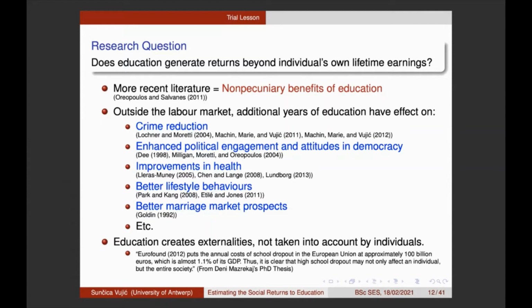So my question is, do you know what is the compulsory school leaving age in Belgium? Or do you know until which age you compulsorily need to stay in school?